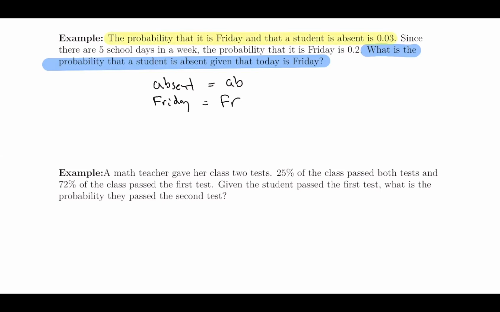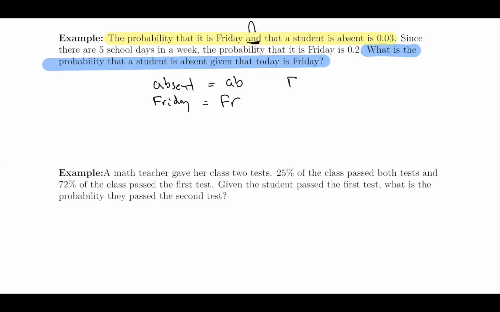So for the first sentence, it says the probability that it is Friday and the student is absent is 0.03. So right here, there's a keyword in this problem. What do you think is the keyword? It's not Friday or absent. Perfect. So we have "and" right here. So remember, the symbol for "and" is this one.